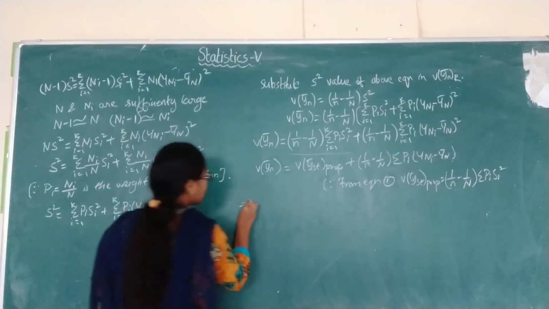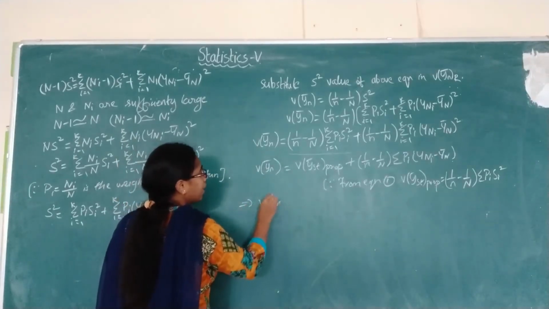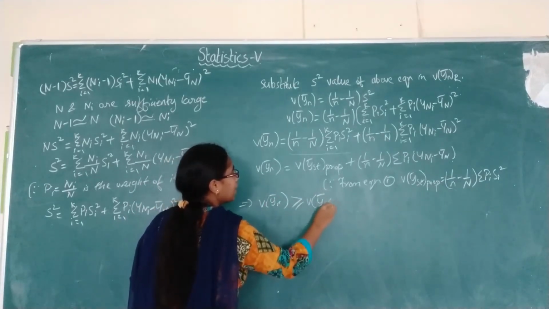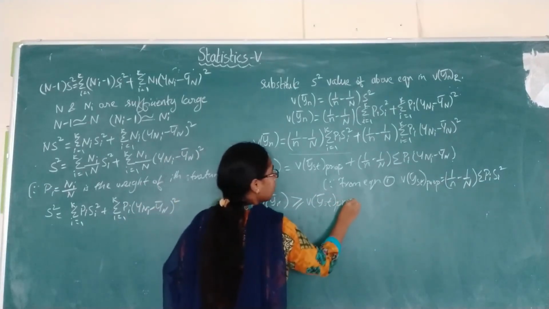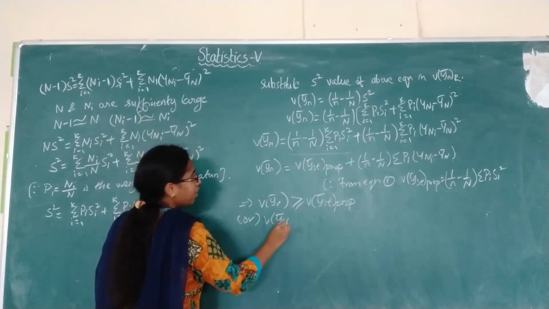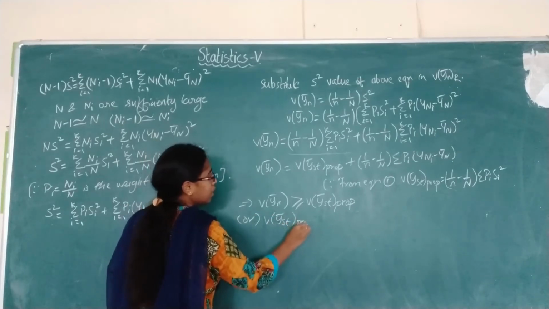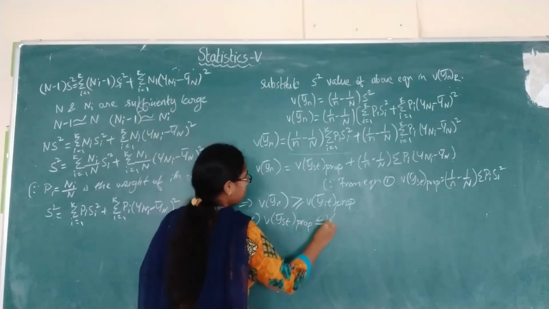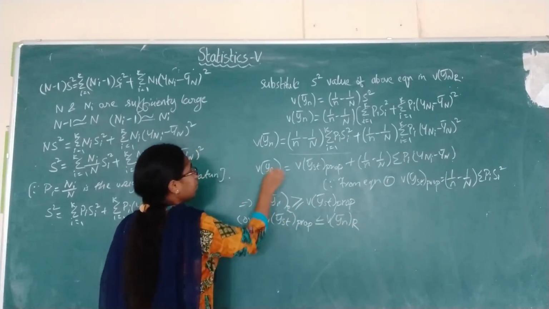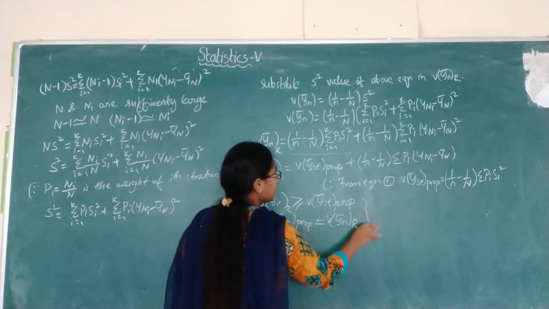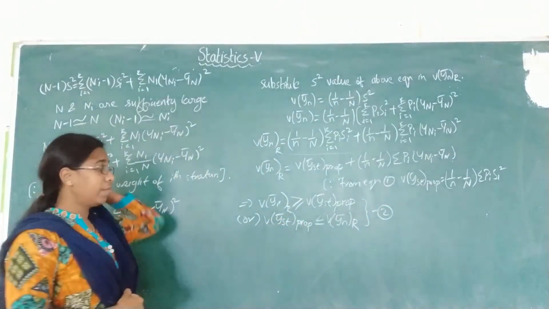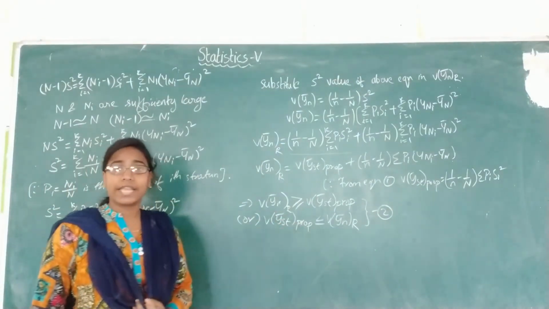Now write that condition. Which implies that variance of y bar n is greater than or equal to variance of y bar st under the proportional allocation, or you can write it as variance of y bar st under proportional allocation is less than or equal to variance of y bar n under random sampling. Keep this as equation 2. Equation 1 is the three variances, and this is the second equation.